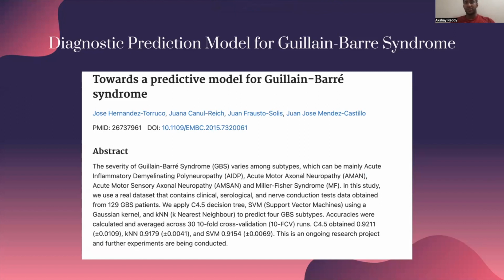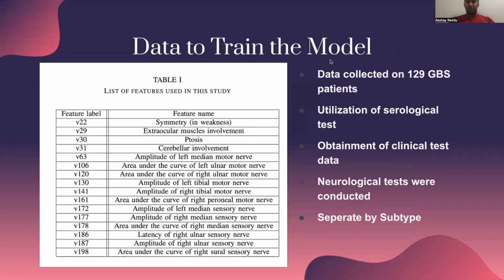What really is a time-consuming task for them, however, is taking patients and dividing them into the various subtypes of GBS. Specifically, what this model does is that it's able to separate patients with GBS into four different subtypes: AIDP, AMAN, AMSAN, and MF. So let's talk a little bit about how it does this.